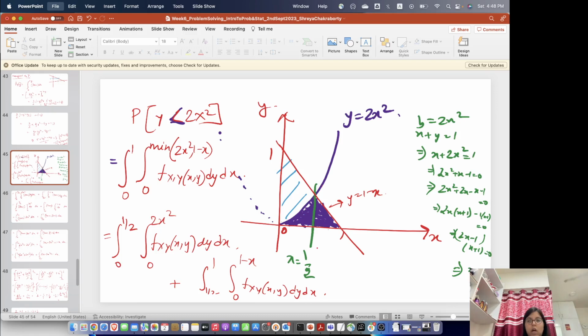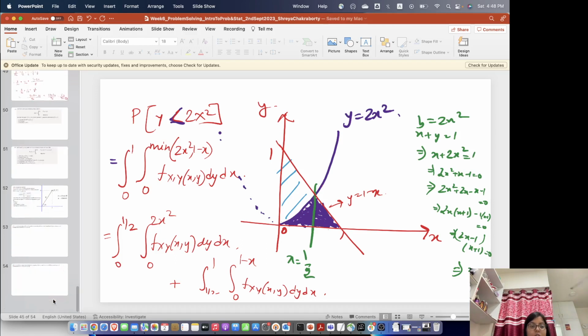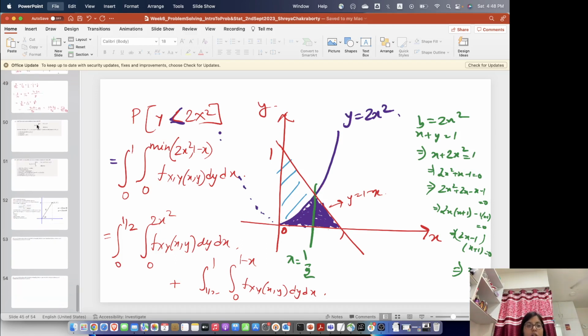So whenever you are given such kind of problems, you have to break it down into intervals so that we know what the area is, where the range of x and y lies, and then we have to integrate the joint probability distribution function over that range of x and y. Okay, this is the key point. So let us move on to the next one.